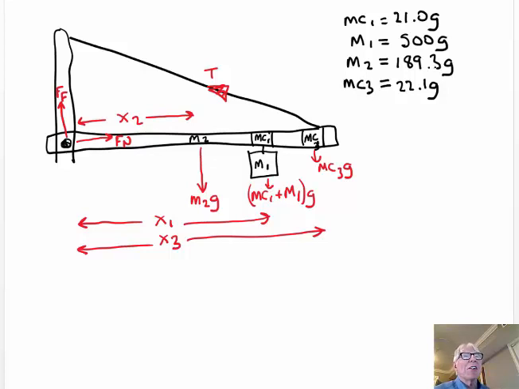Need to measure some distances. So X1 is the distance to where we hung the mass. And so I'll tell you a story. We used to have rulers with all their markings on. And we'd say, well, just figure out what the distances are. And people had a tough time with it.